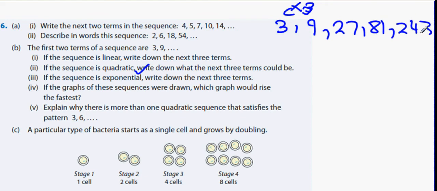The graphs of these sequences are drawn. Which graph would rise the fastest? Well, we can see that's going to be the exponential, because the gaps become absolutely huge. Okay, so the exponential graph.